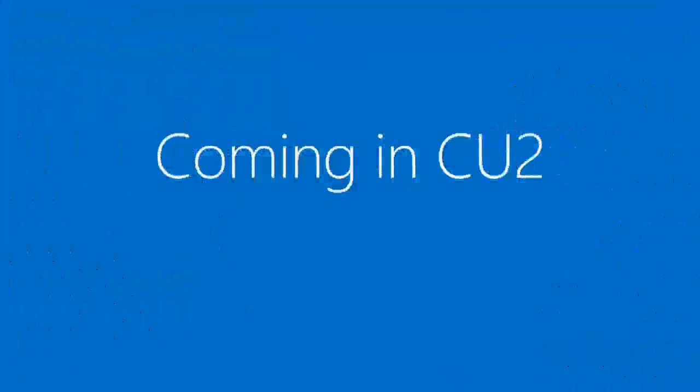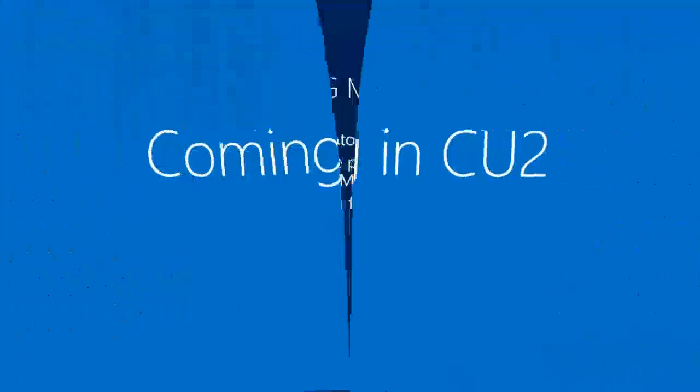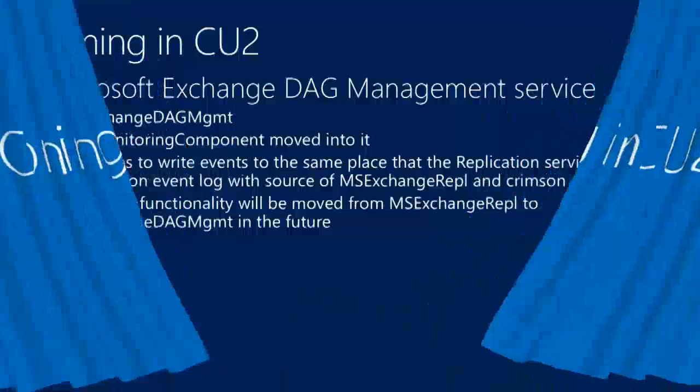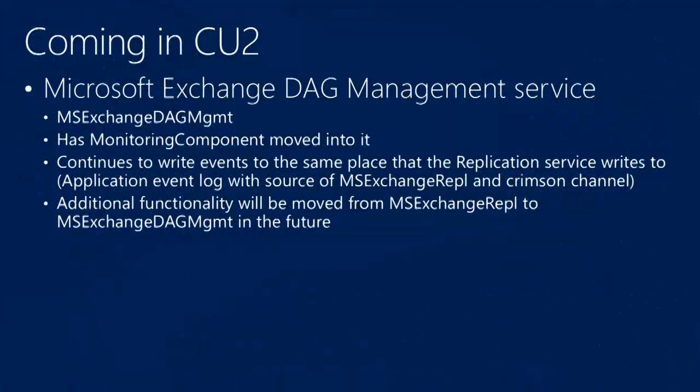All right. The last thing I want to talk about is a couple cool things that are coming in CU2, and then we'll have time for some questions. So one thing that's coming, there's a new service that's going to be installed on your mailbox servers. This is not a big deal or anything really to blog about or write home about. It's the DAG management service.